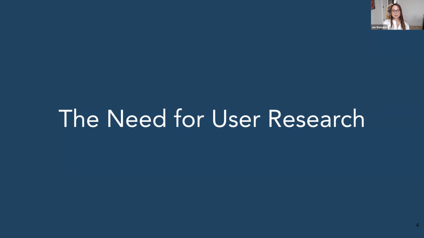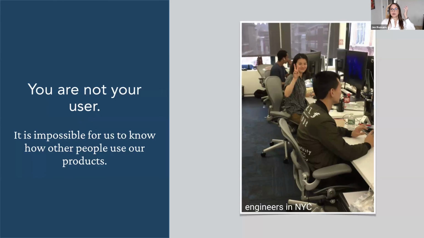So it's important, because ultimately we are not them. So let's take, for example, these are actually some engineers that I worked with at Instagram in New York City. So here they are sitting at their office in New York City, creating products for everyone. And it's really impossible for them to know how everyone uses these products.